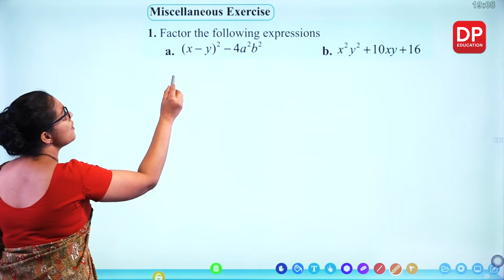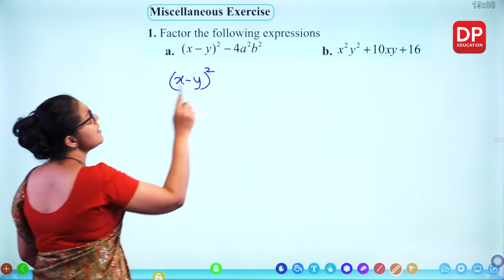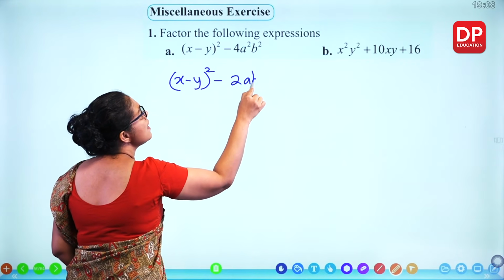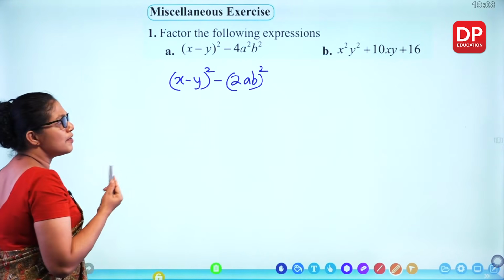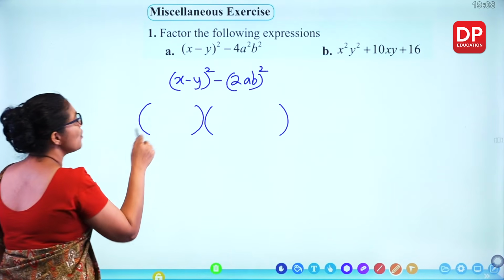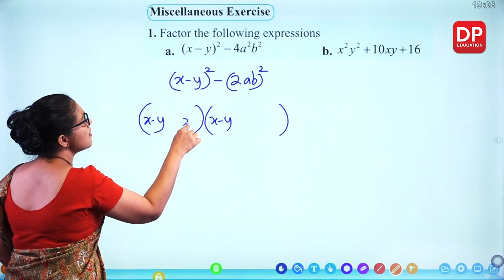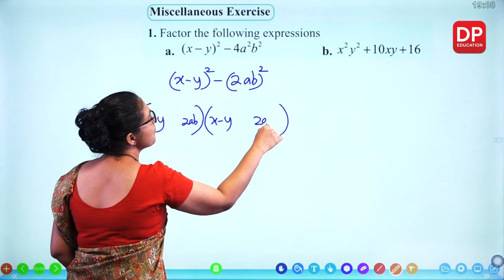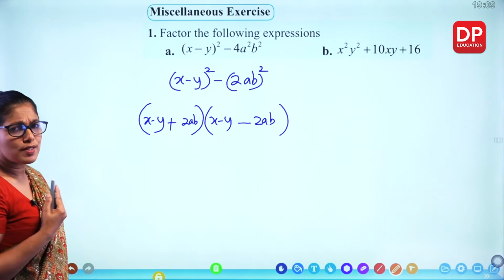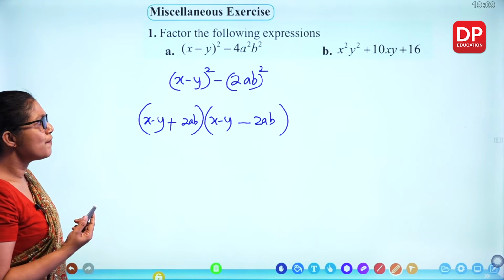So here what we can do, we can write this one as square term like this, and minus 4 you can write as minus 2ab whole thing squared. Difference between two square terms, you can write using the formula. First term x minus y, last term 2ab, and one is positive and one is negative. So can you simplify this? No, there are no like terms, so you can't simplify further.